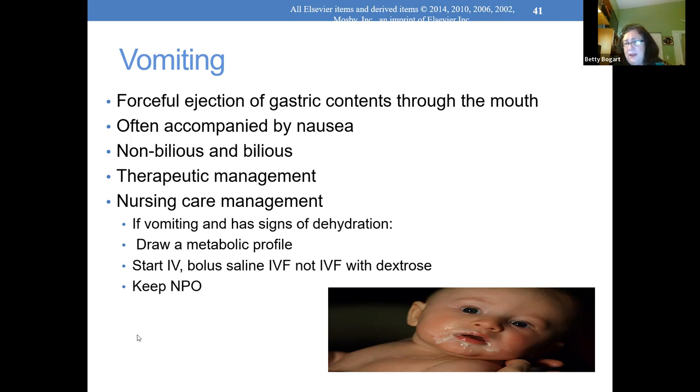Because we stuck a needle in a vein, we're also going to make sure that we get an electrolyte, a metabolic profile, seeing where their potassium is. We will be giving fluids as needed, 10 to 20 milliliters per kilogram. And remember, we never bolus with sugar, ever. We only bolus with normal saline, okay?